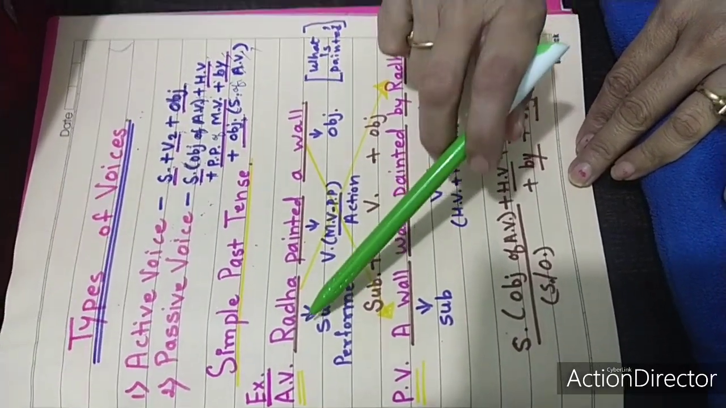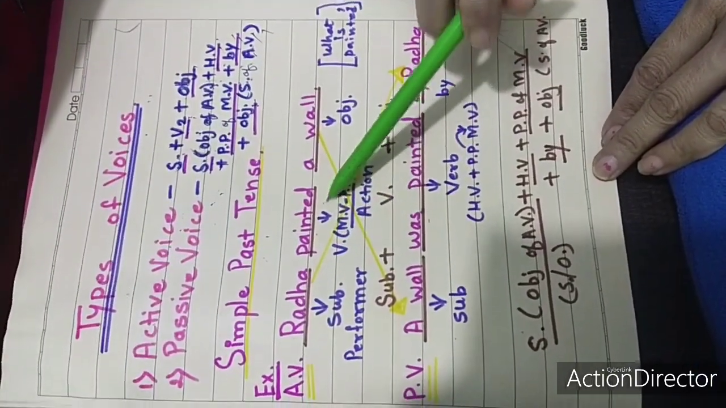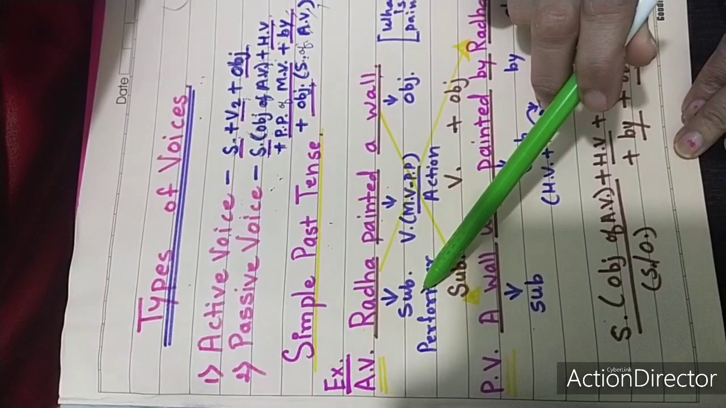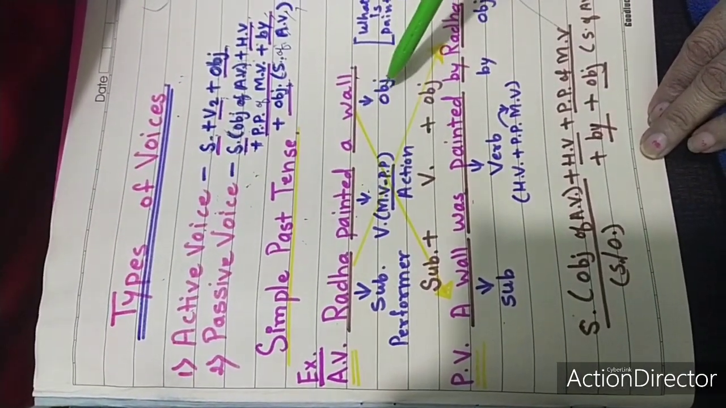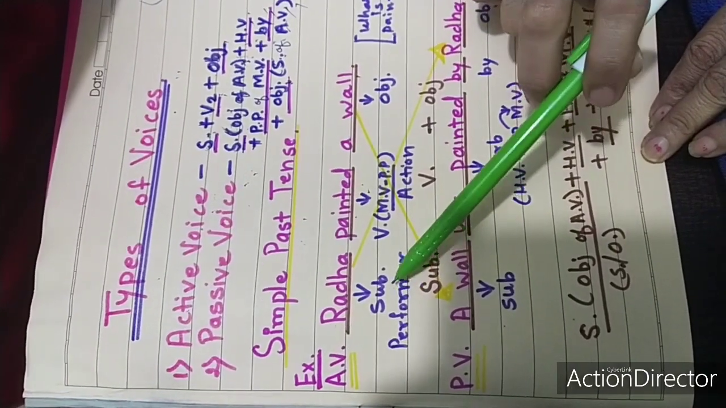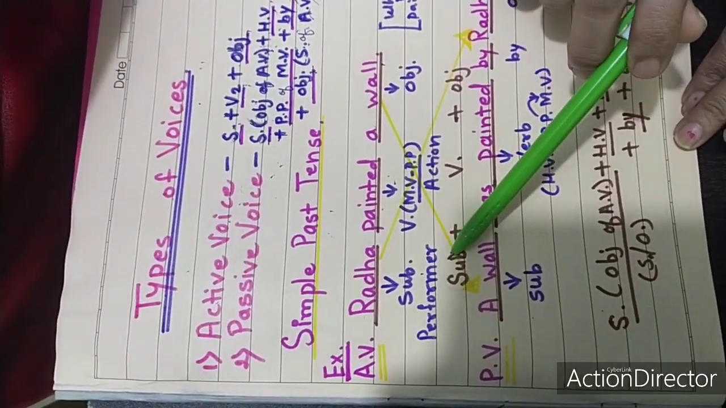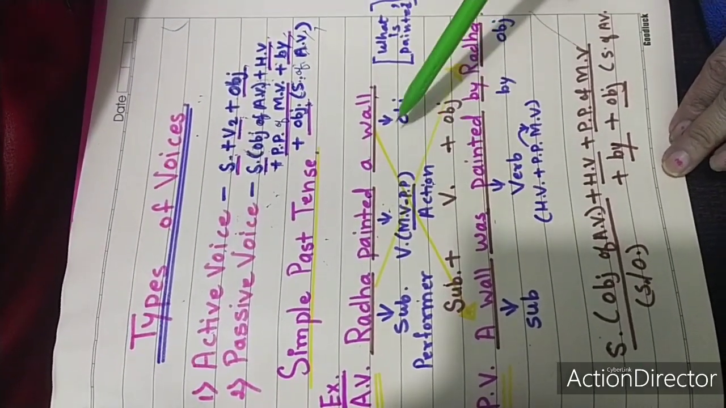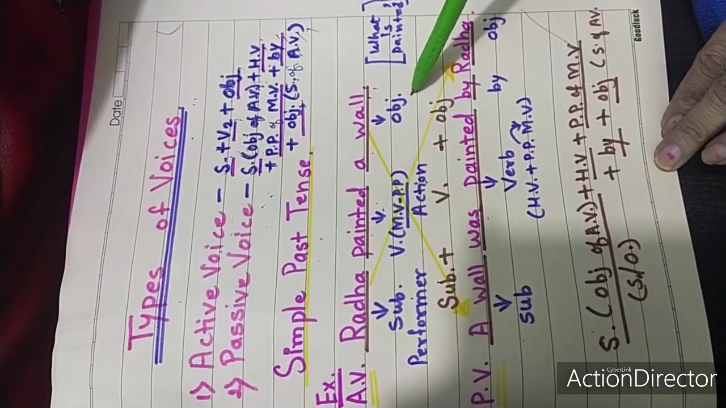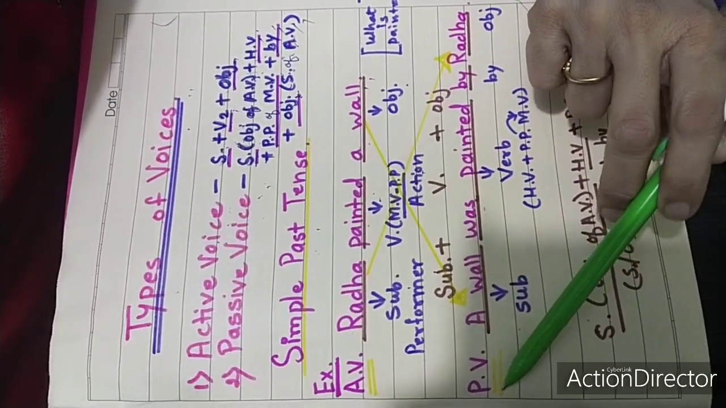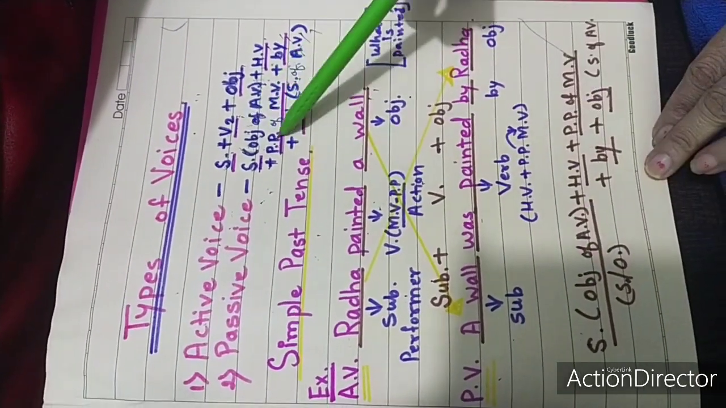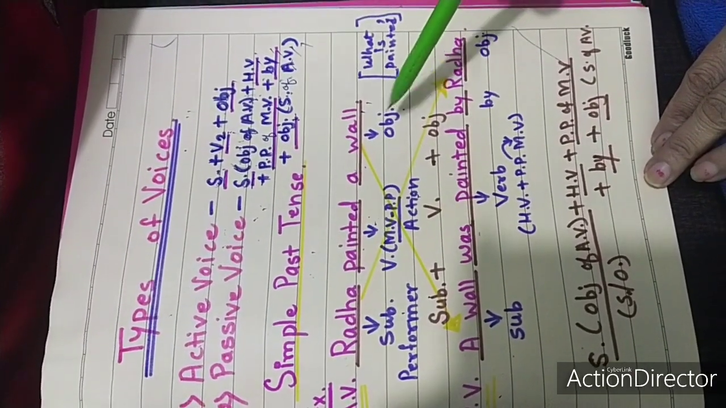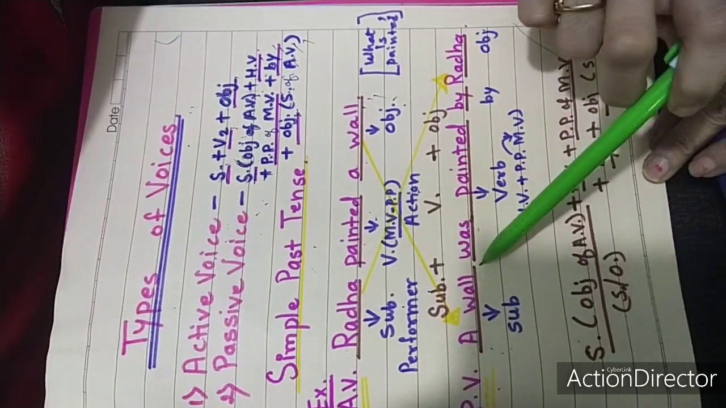The sentence which we have taken here for active voice is Radha painted a wall. You can see here clearly, Radha is a subject, painted is a verb, and a wall is an object. Here, the subject is a performer of an action. Of which action? Painting. Okay? Then, wall is an object. When we convert the sentence from active to passive voice, as a rule, we have to take object first. This is the object, a wall. So, we have taken here a wall.